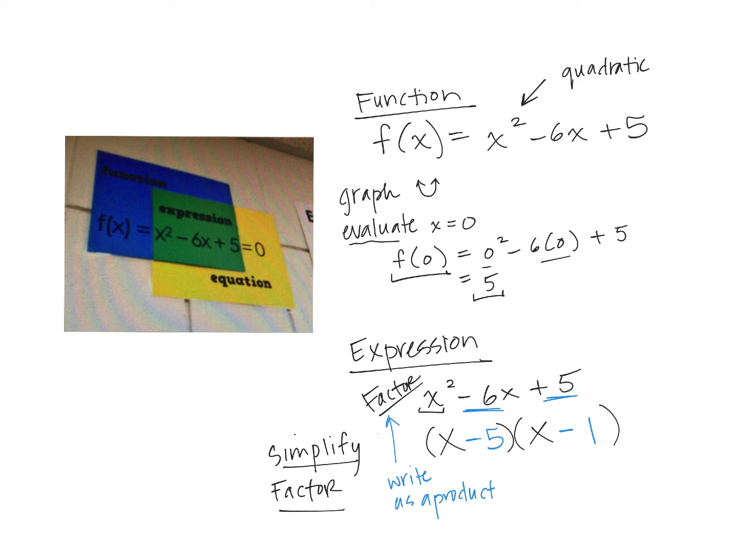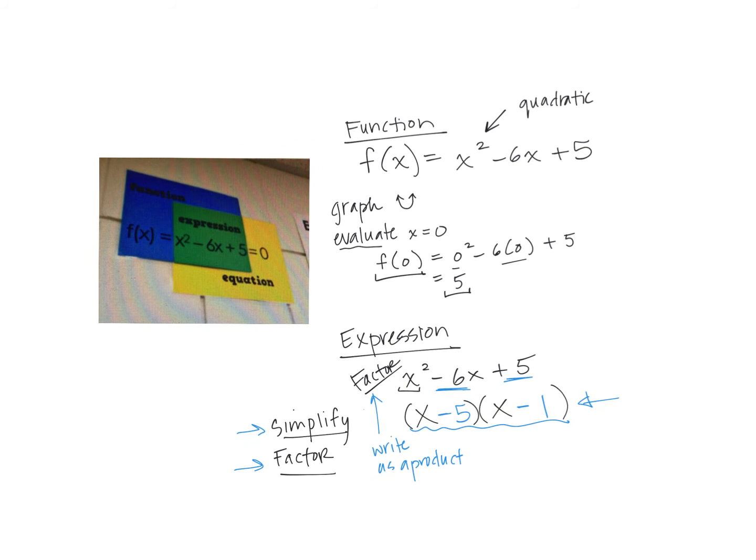Now, we have not simplified the expression. This does not mean to simplify the expression. We have factored it. If we were given the reverse, if we were given this factored form, we could simplify that by multiplying it out. But factoring is not simplifying, just to clarify that.